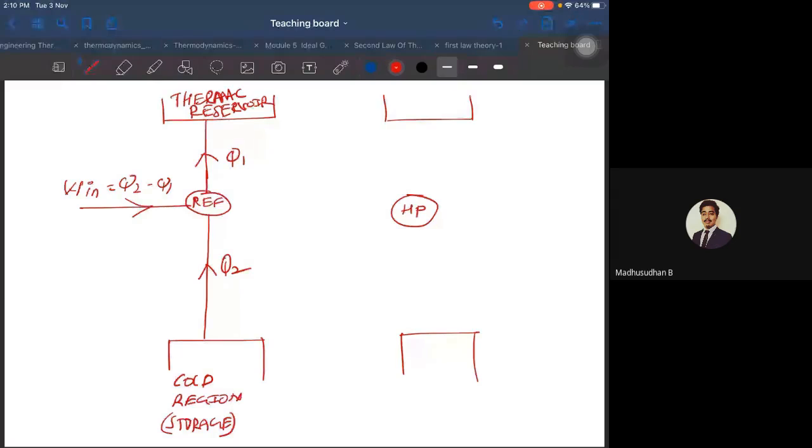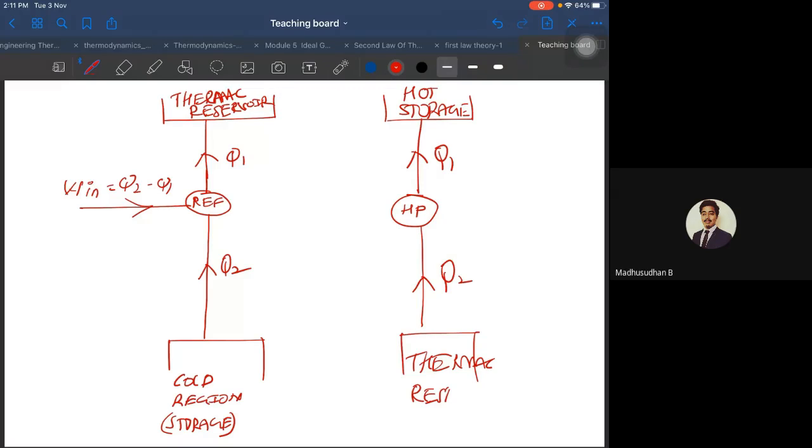Similarly, for the heat pump, here I require a hot storage. Yes or no? So why do I pump the heat? I pump the heat to maintain the required amount of hotness in a particular storage space. For that hot storage, I will be pumping the heat towards it. If I want to pump heat into the hot storage, what should I do first? I should extract the heat from somewhere so that I can pump it to the hot storage. So I name this also a thermal reservoir, from which I take the heat and give it to the hot storage. In order to do so, I need to do work on the system, again given by the difference Q1 minus Q2.